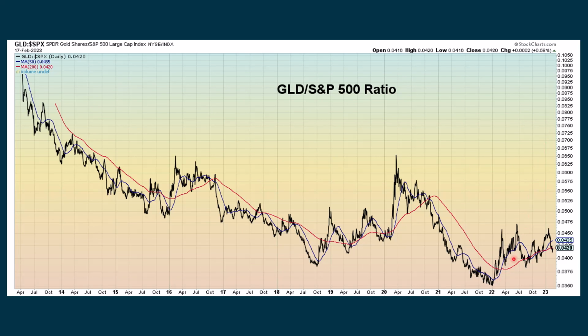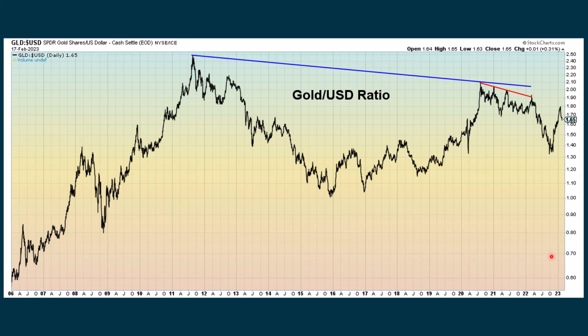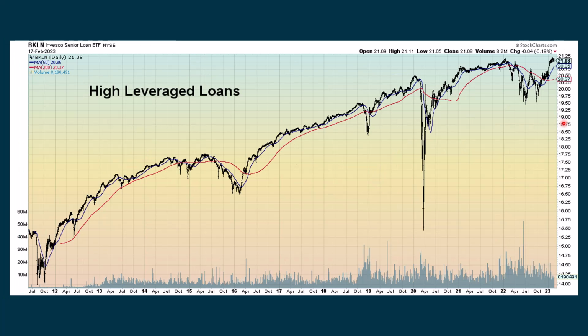Gold, after trying to break out many times, is still in an uptrend compared to the S&P, but really coming back down. Gold to the US dollar. Gold had been really climbing. Now, as the dollar's been going up and gold has been going down, we're seeing this ratio go down.